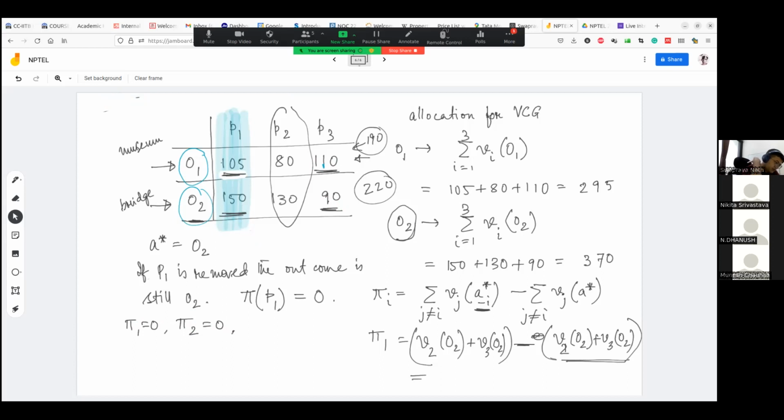Now, what happens to player 3? Is it a pivotal agent? It turns out that this is also not a pivotal agent. So the example essentially shows that none of these agents are pivotal agents. So this VCG mechanism will not charge anybody any payment.